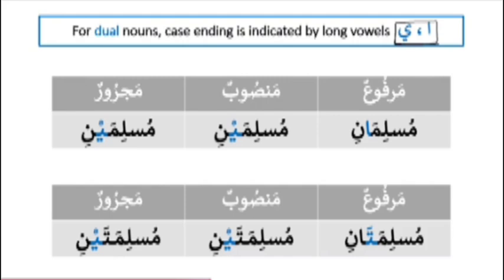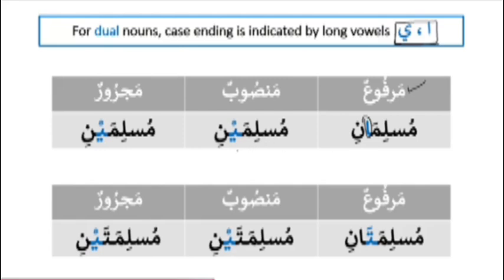So singular is Muslimun, we discussed in the previous lesson. And the dual is what? It is Muslimani. So when we have Muslimani, when it has alif, then we will say it is marfu. When it is Muslimani, we will say the noun is marfu.